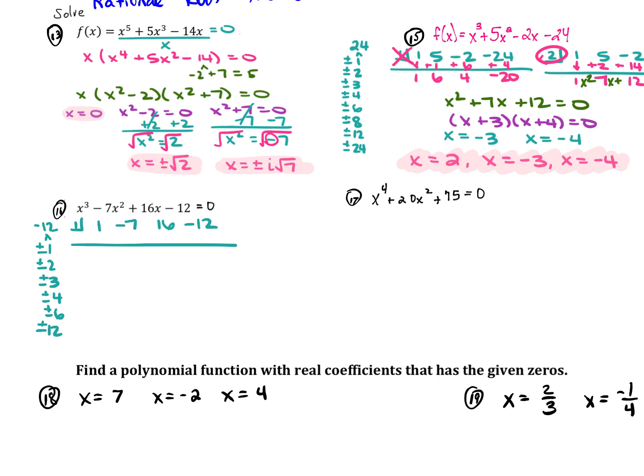1 drops down. 1 times 1 is 1. Add that with a negative 7, that's negative 6. Negative 6 times 1 is negative 6. Add that with the 16, that's 10. Times 1 is 10. Add that with the negative 12, that's negative 2. That 1 is not an answer. Try 2.